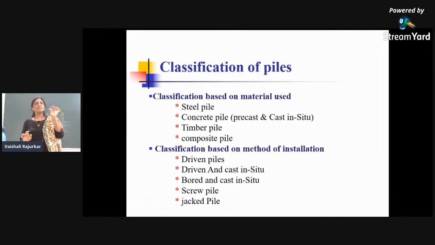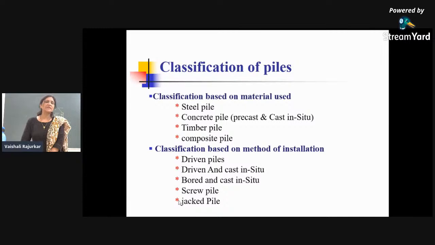So what is the difference between the nail and the screw? Nails are inserted by giving a hammer blow or dynamic pressure at the top, whereas screws are screwed into the wall by giving a moment, a clockwise thrust, and it will be inserted into the wall. The same thing we are doing with the screwed pile. And the last one is the jagged pile.